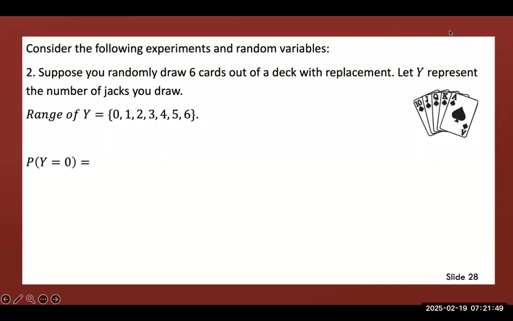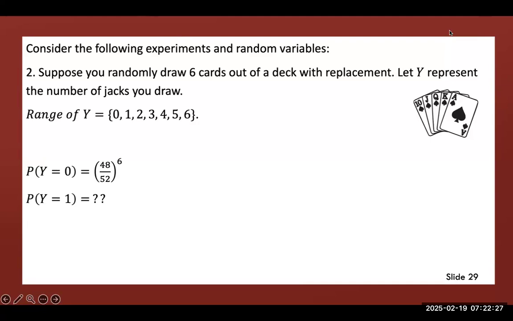So the probability y is equal to 0. That means I have no jacks. When I draw my 6 cards, all of them are not jacks. The probability that the first one's not a jack is 48 out of 52. The probability the second one is not a jack is 48 out of 52. I'm going to have 6 spots with all x's, all of them not being a success. So the probability is 48 out of 52, and I'd have it 6 times. So that's what I've written here, 48 out of 52 raised to the power 6, meaning I have it repeated 6 times.